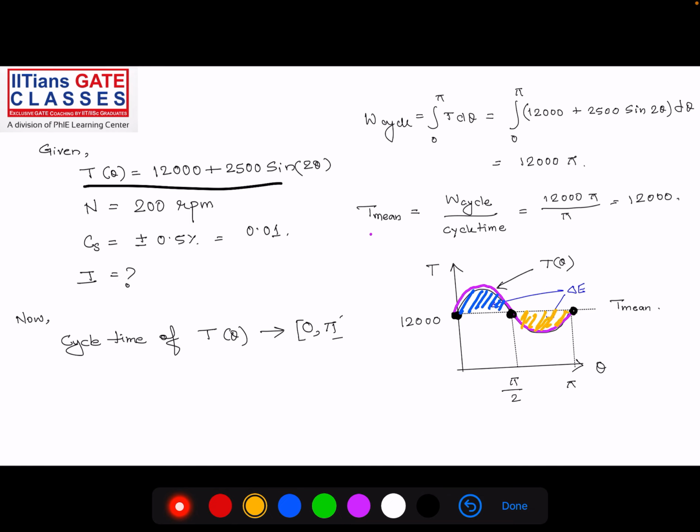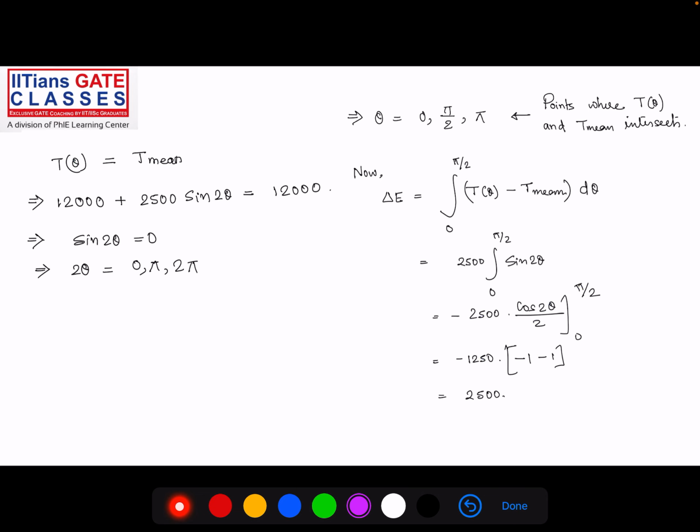Since the cycle contains only two humps, one upward hump and one downward hump, both the humps will be equal. So delta E will be equal. You calculate this area or this area, both of them will be the same. You calculate whichever area you want, and it is equal to delta E max. So let us calculate this area. So how to calculate this area, right?